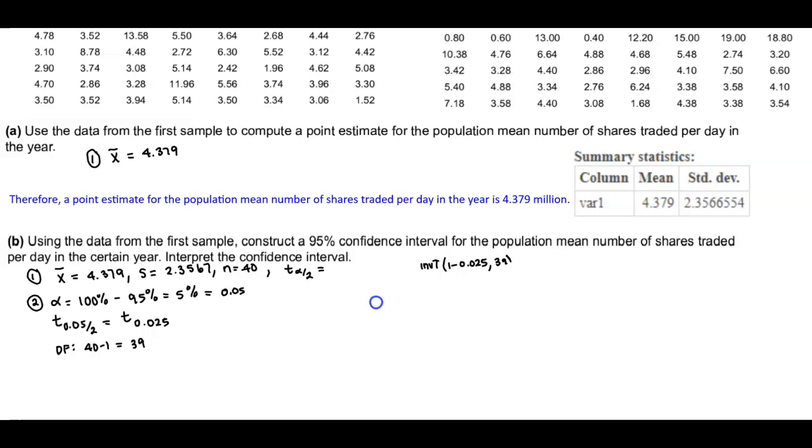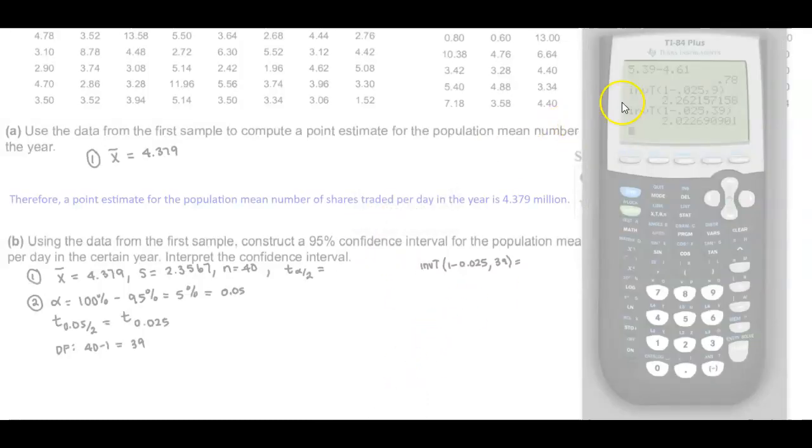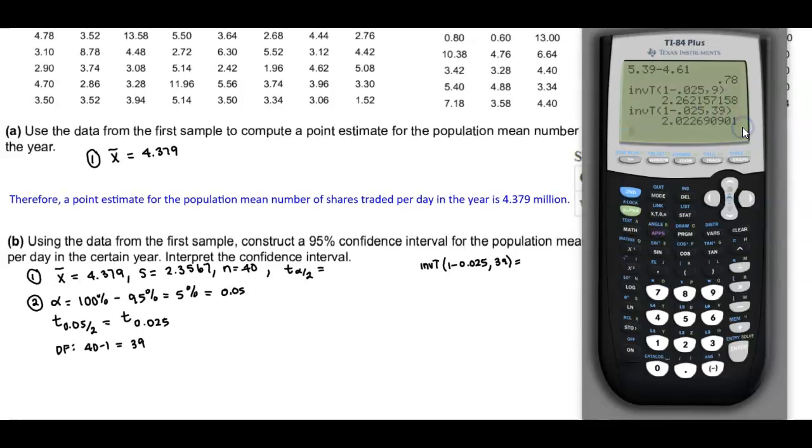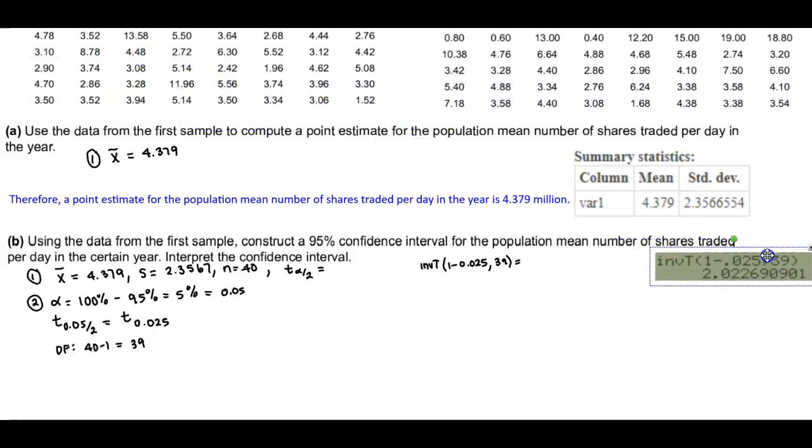So now we're going to use 39 here. Okay, let's go ahead and do that. In our calculator, we go to second, distribution, INVT. We put in that 1 minus 0.025, which is already in there, and then 39 for our degrees of freedom. Select paste, and then hit enter. That gives us our critical t value. Let's round that to 2 decimal places, so that is 2.02.